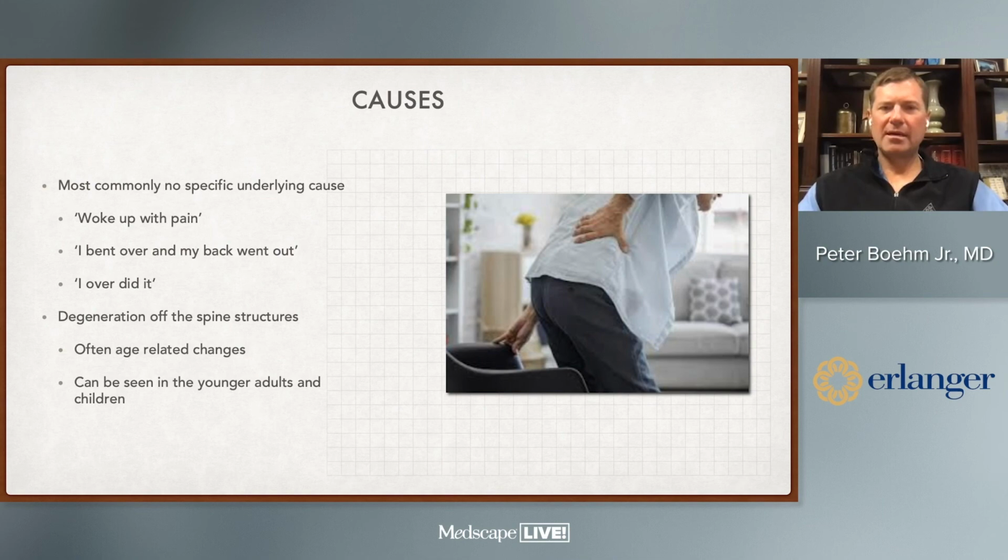Sometimes they bend over to pick up a sock. They decide they wanted to turn left when they turn right, and all of a sudden their back goes out, and they say that they're on the floor for several days. Oftentimes they talk about overdoing it, whether working in the yard or taking on a new exercise regimen. Most of the time, it's simply just a progression of degeneration over the course of time. Often age-related changes that are most commonly seen in the older population.